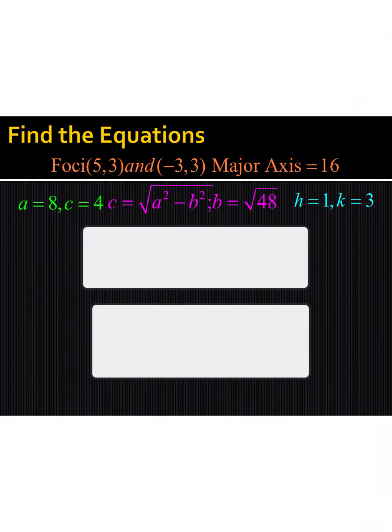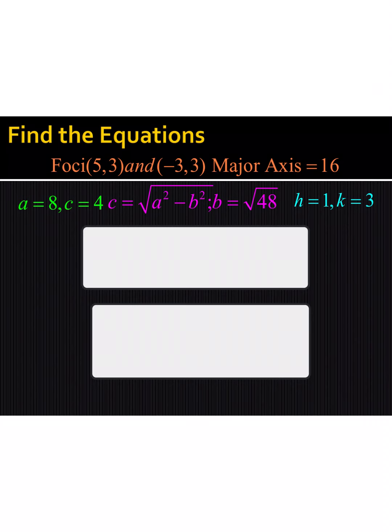Using my a value of 8 and my c value of 4, I can now find b by plugging them into this equation. And we end up getting that b is the square root of 48. And then h and k is going to be my center. I find that by finding the midpoint of my two foci. And I'm getting that the midpoint of (5, 3) and (-3, 3) is (1, 3).